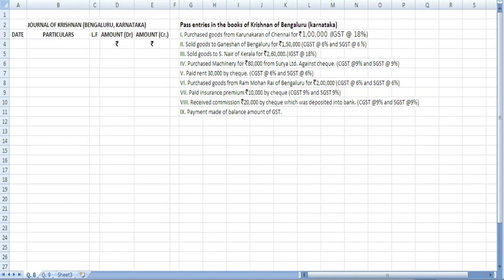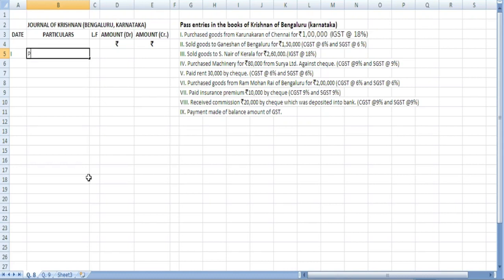So at the end of the question, when we do the calculation, you will understand how it becomes a liability and how we adjust the balance amount of GST. Pass the entries in the books of Krishnan of Bangalore, Karnataka. I have made the journal format. Number 1, purchase goods from Karunakaran of Chennai. Now this Karunakaran is from Chennai, Tamil Nadu, and IGST is already given. That means it is from outside the state.